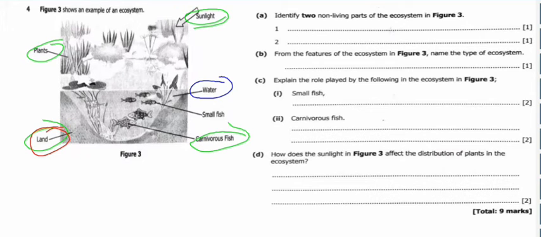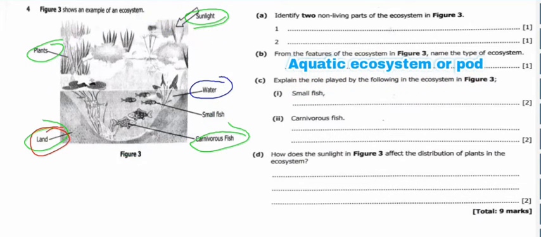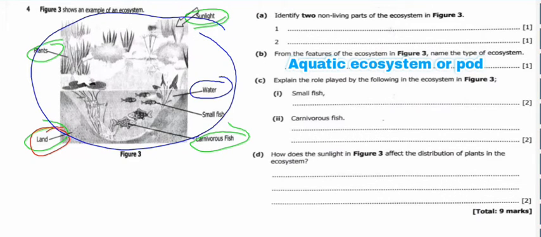B. From the features of the ecosystem in figure 3, name the type of ecosystem. So this type of ecosystem is called the aquatic ecosystem. When you talk of aquatic, these are living organisms that live in water. So aquatic ecosystem, or you can just say pond.